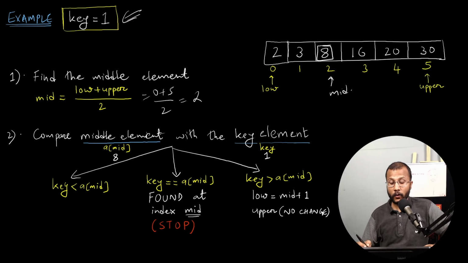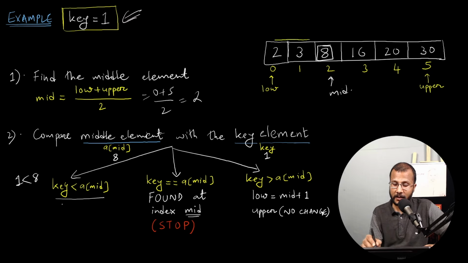Now I go to the condition, right? I reach here because my key value is 1, and 1 is less than 8. So I reach the case wherein key is less than the mid value, A mid. In this case, what do I do? Because my key is less than the mid value, it must occur on the left hand side, in this part. I can now ignore all these numbers to the right of the mid value, and I can also ignore the mid value 8.